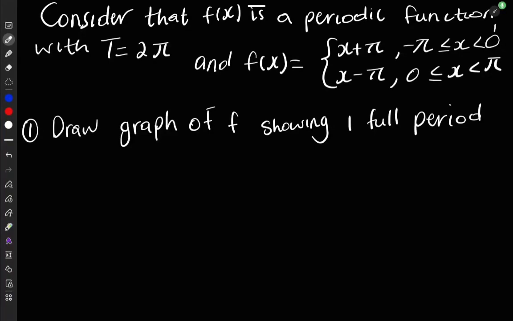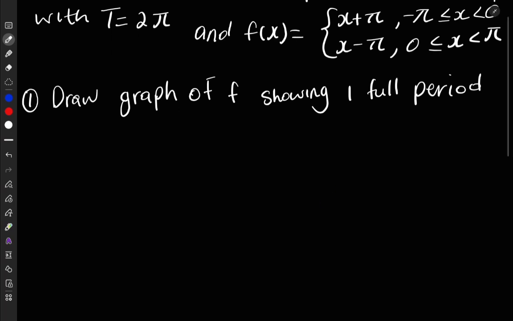Consider that f of x is a periodic function with T equals 2 pi, and f of x is equal to a piecewise function, which is x plus pi from negative pi to 0, and x minus pi from 0 to pi. Now they say here, draw a graph of f showing one full period.